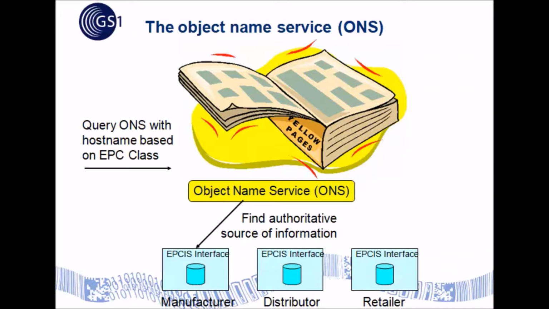So when we query Object Name Service with a host name based on the EPC class, the Object Name Service or ONS is a global service operating in a similar way as the yellow pages to find the authoritative source of the information. So companies can search this yellow page for EPC numbers and retrieve the URLs pointing to the source where authoritative information on the searched object may be found. In general, the main source of information on the object is the manufacturer's EPCIS, EPC information service. But the URLs can point to other sources such as websites or internet resources.